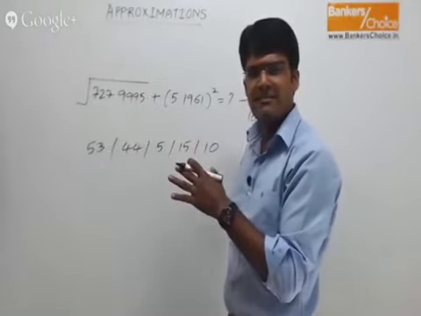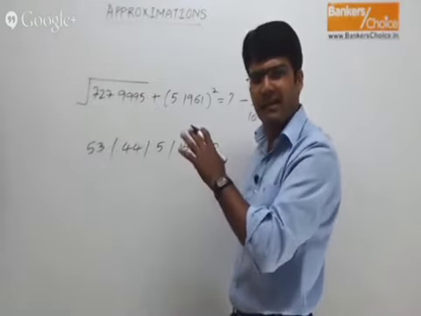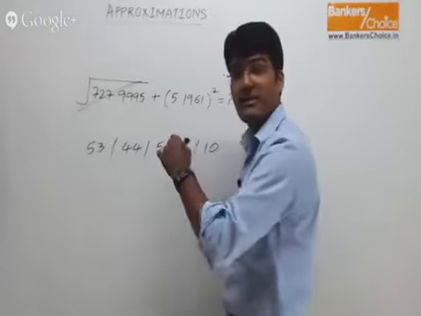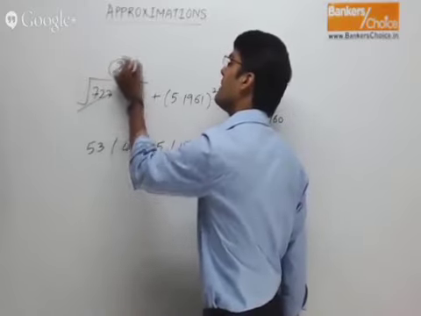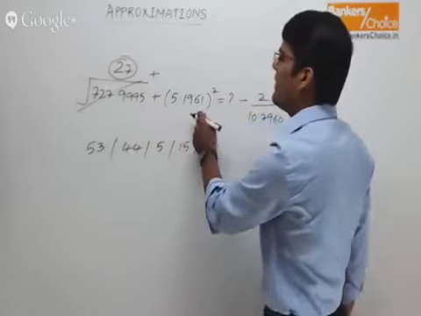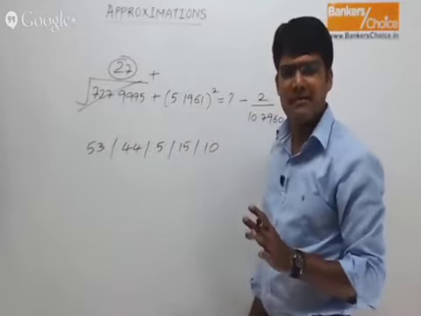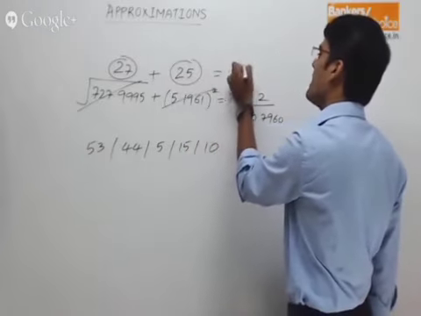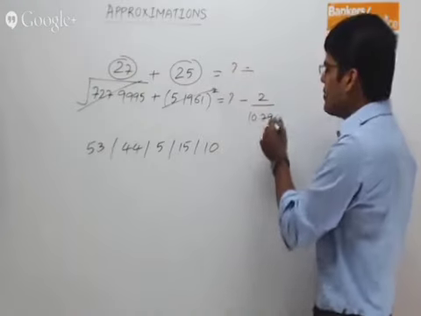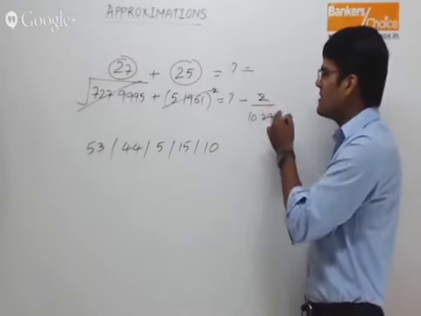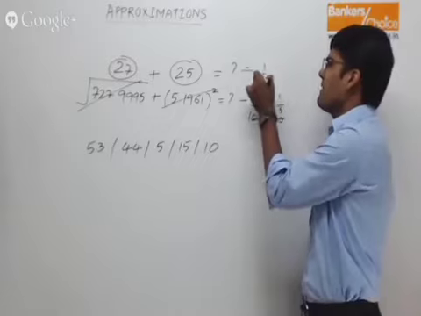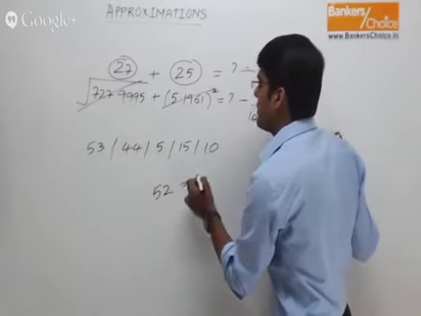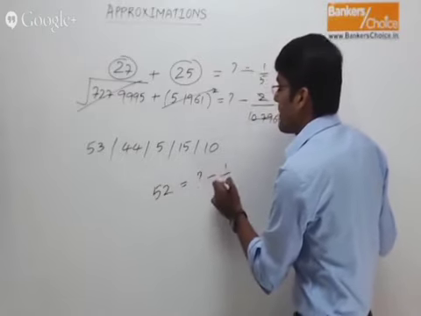727.9995, 728, approximately 729, right? What is the square root of 729? It's going to be 27. So this part is 27 plus 5.1961 squared, approximately 5 squared, 25, equals question mark divided by 2 by, let's take this as 10. 2 by 10 is how much? 1 by 5. Now 27 plus 25 is how much? 52. 52 is equal to question mark divided by 1 by 5.